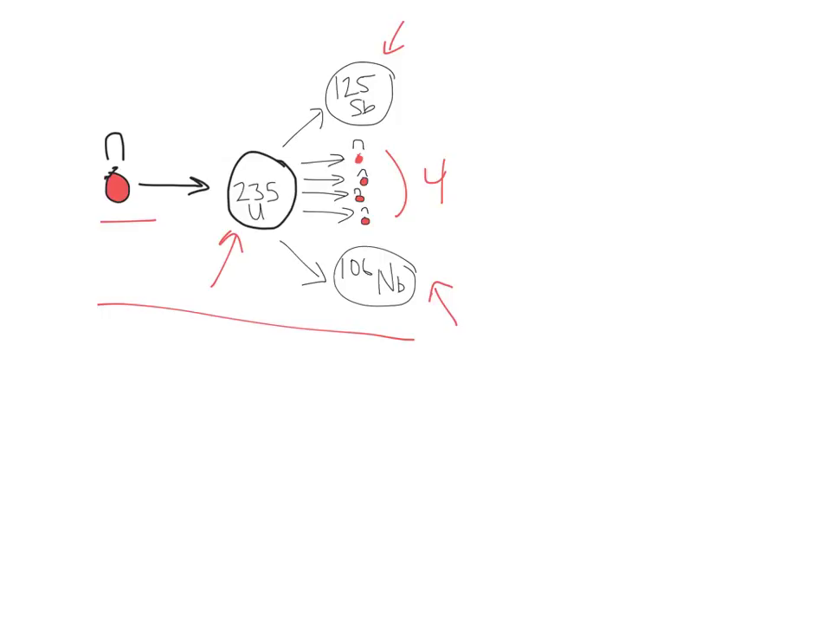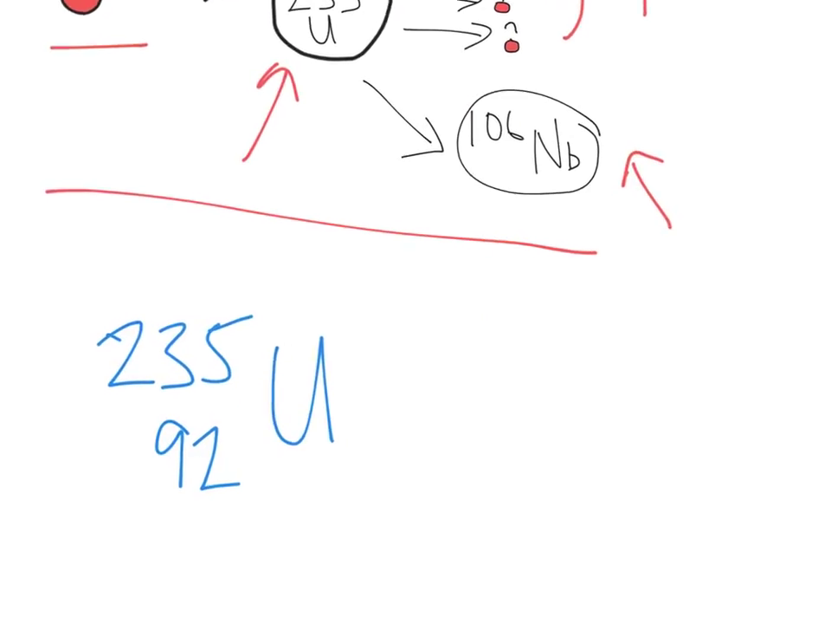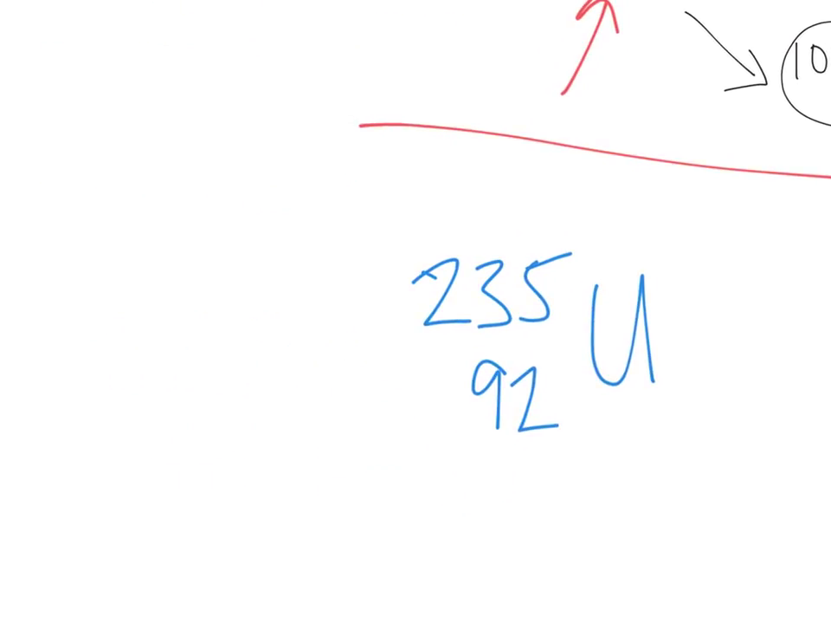what you would do is you would say 235 uranium. What these numbers represent is, this is your mass number, and that means it is made up of your protons plus your neutrons. Protons have a positive 1 charge, neutrons have no charge to them.